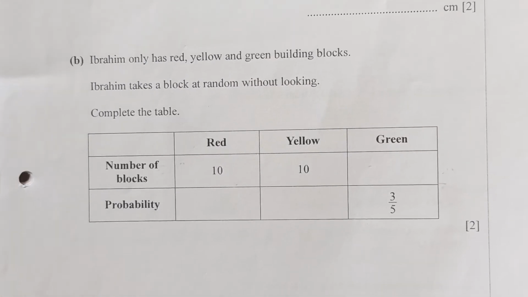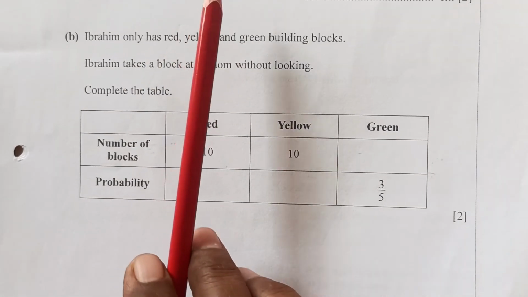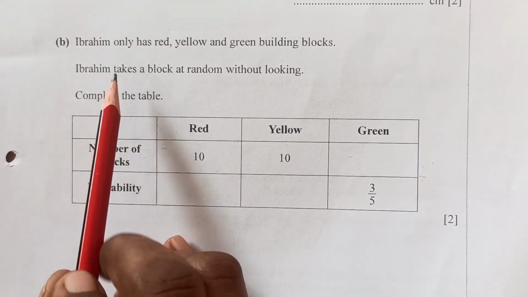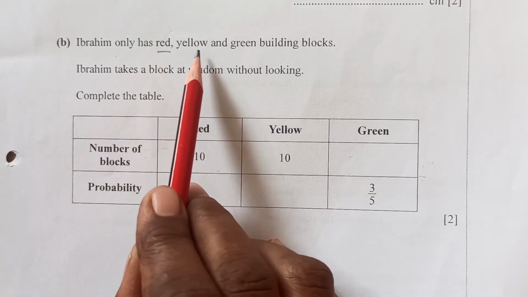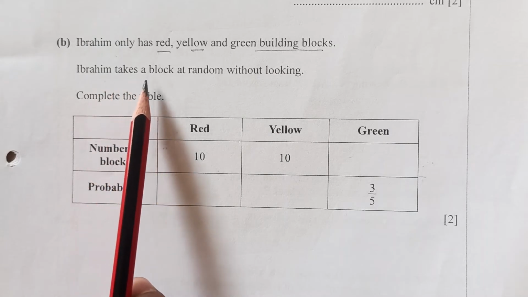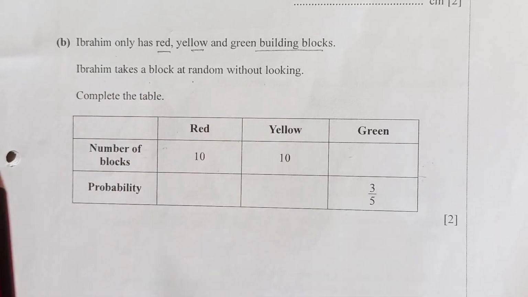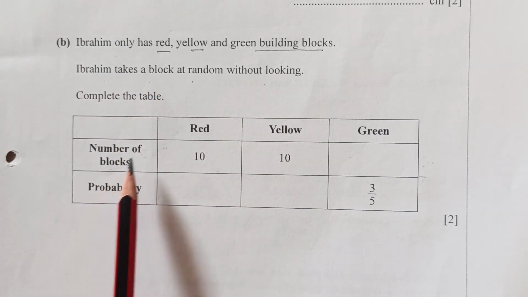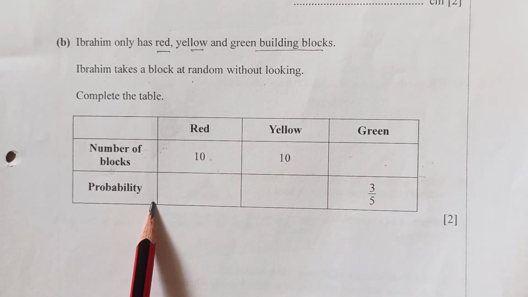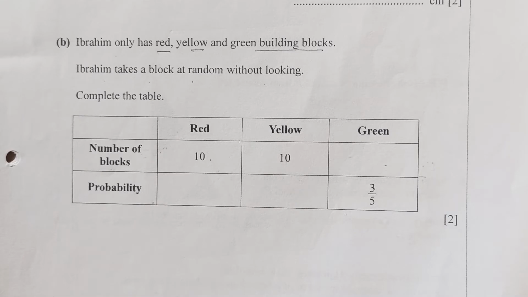Here is another question. This is part of another question which is not related to probability, but this one is of probability. Ibrahim only has red, yellow, green building blocks. Ibrahim takes a block at random without looking. Complete the table, number of blocks: red, yellow and green. The probability is here. So now we need to see.